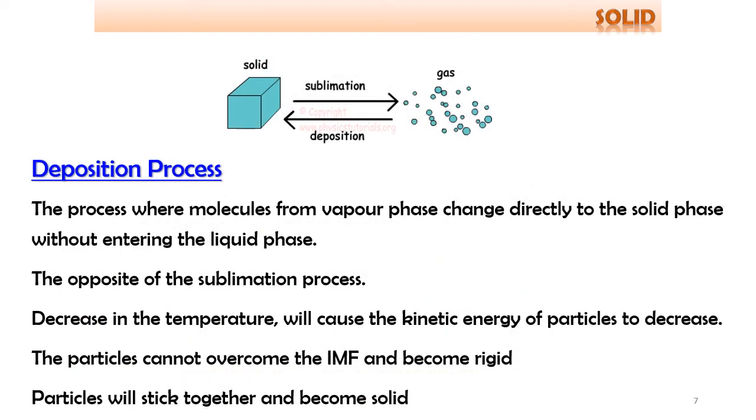Next is deposition process. So deposition is the opposite process from sublimation. So you can see here deposition is when you have gas change into solid without going through the liquid phase. And in this case, it happens when you lower down the temperature. What happens to the kinetic energy? It will also be lowered.